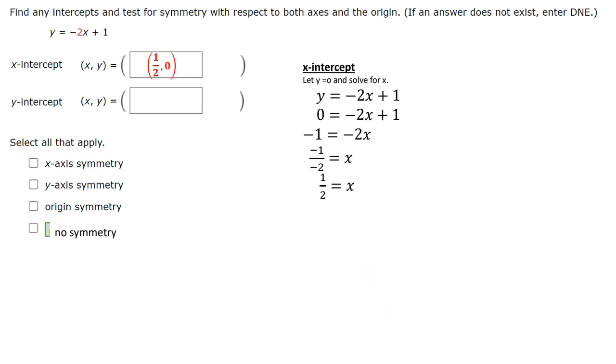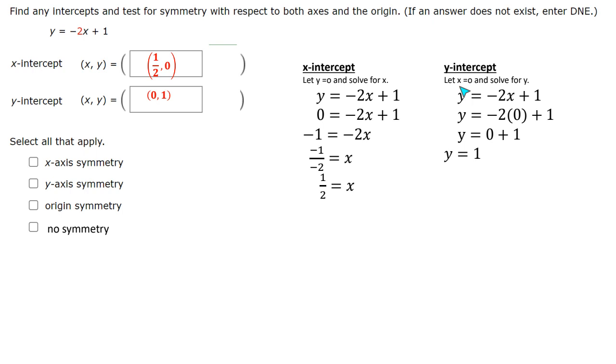In the same way, to find the y-intercept, now we let x equal 0, and then we solve for y. So here, if I let x equal 0, -2 times 0 is 0, plus 1 is going to give us 1. So our point is going to be 0, 1. In order to graph a line, we can just use these 2 points here. Okay, so that's how we find the x and y intercept.